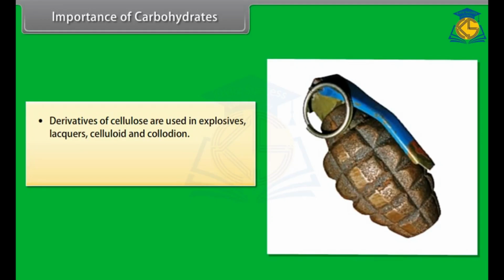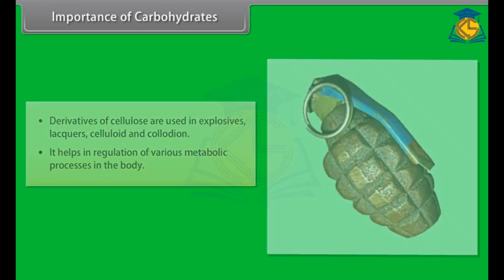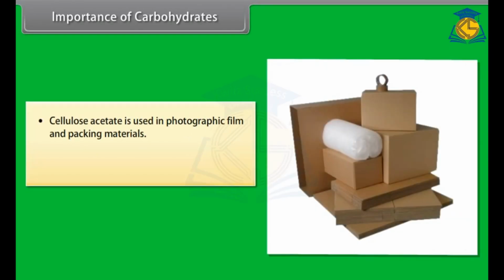Derivatives of cellulose are used in explosives, lacquers, celluloid, and collodion. It helps in regulation of various metabolic processes in the body. Cellulose acetate is used in photographic film and packing materials. It is present in storage form of food in plants as starch.